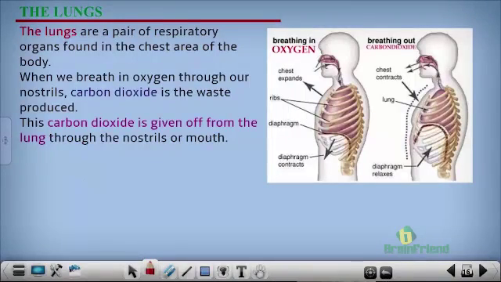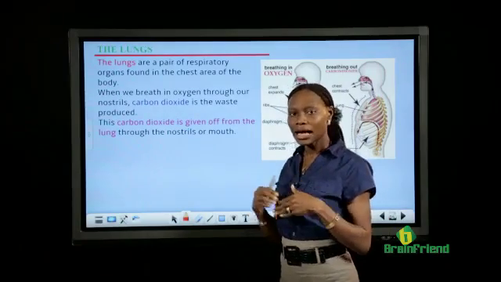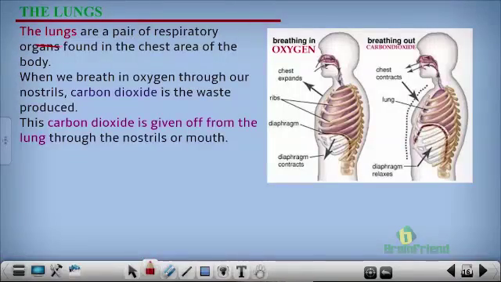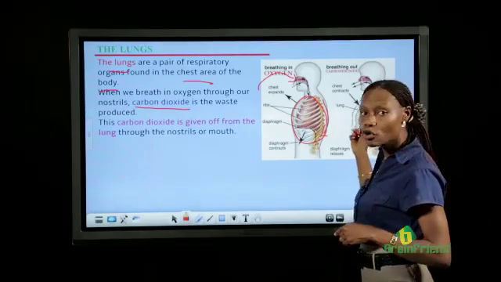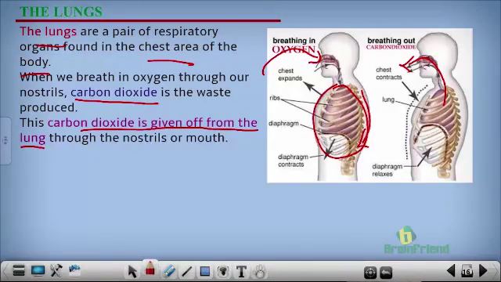Remember, we said that the kidneys are the main excretory organs, but we also mentioned the liver, the lungs, and the skin as some other structures used for excretion. Let's look at the lungs. What are the lungs? The lungs are a pair of excretory organs found in the chest area of the body. When we breathe in oxygen, the body uses that oxygen for its own purpose, to produce energy. But there's a waste product called carbon dioxide that is produced. The lungs help us remove this waste product, carbon dioxide, through the nostrils. So carbon dioxide is given off from the lungs. That's one form of excretion.